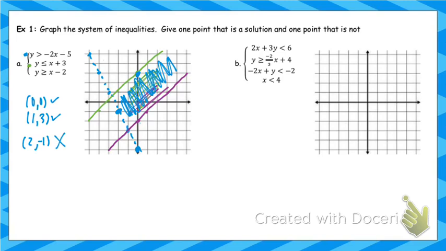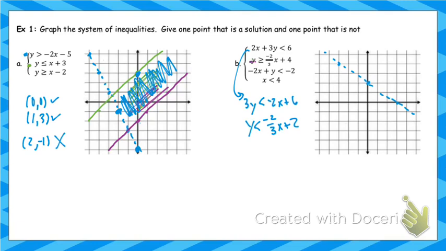Let's go ahead and get y by itself in that first equation. So 3y is less than -2x + 6. So y is less than -2/3 x + 2. So I'm going to go ahead and graph this one. So y-intercept of 2, slope of -2/3. It's a dotted line because it's not "or equal to." I'm going to hold off on the shading again. Let's do the second one.